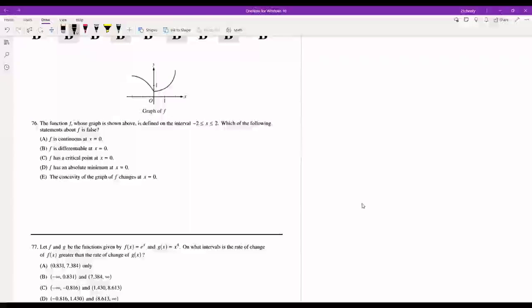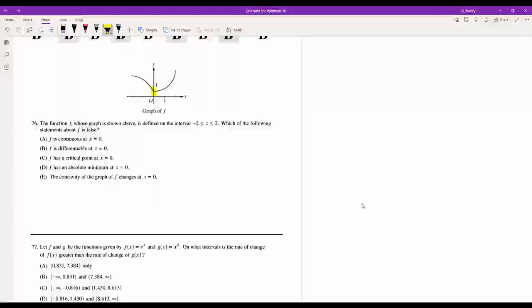Okay, so now we're looking at the calculator portion of the 2012 AP Calculus BC exam. Starting off with number 76, we're given a graph, which is defined on the interval -2 to 2, and which of the following statements about the graph is false. So first off, f is continuous at x equals 0.